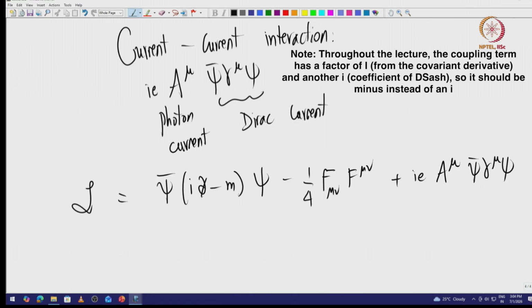Okay. This entire Lagrangian is known as the QED Lagrangian. Okay. It is known as the QED, or quantum electrodynamics, Lagrangian.